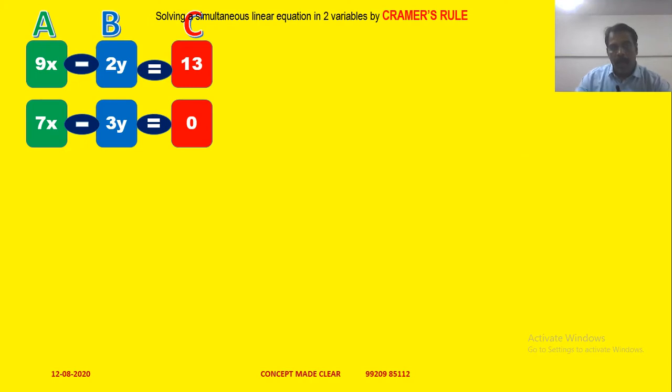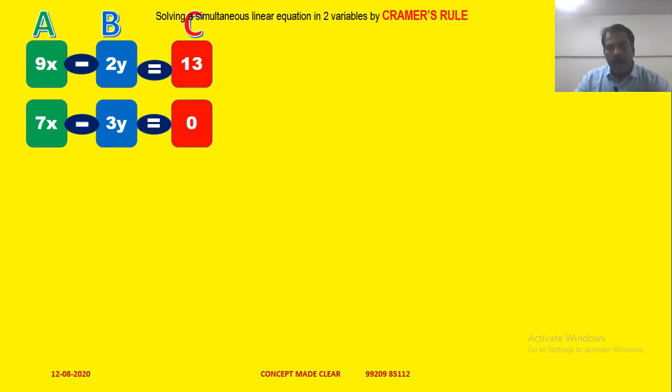Now, in order to simplify this problem, which is a simultaneous linear equation in two variables, we can use different methods. There are methods known as the elimination method, substitution method, graphical method, and also a newer method known as Cramer's rule or Cramer's method. There is also the cross multiplication method, which is a little bit different from Cramer's rule, and we'll see that in our next video. So let us start with Cramer's rule.